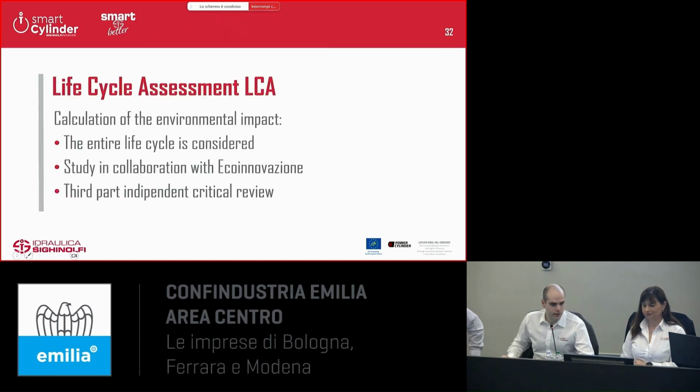Thanks to the LIFE project, we did a life cycle assessment. So it is the calculation of the environmental impact of the smartCylinder product. So the entire life cycle is considered in this type of study. The study was made in collaboration with a well-rated company that are very expert of this life cycle assessment study. And the study also was submitted to a third-party independent critical review in order to be sure about the factibility of the study. So we can go ahead.